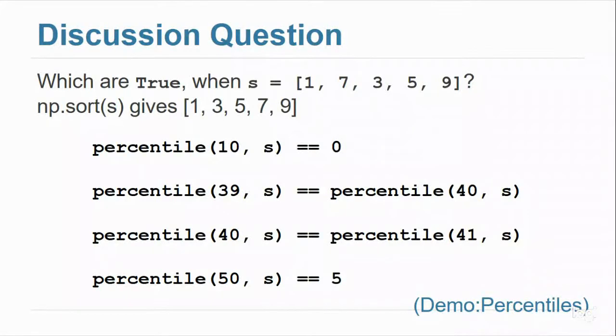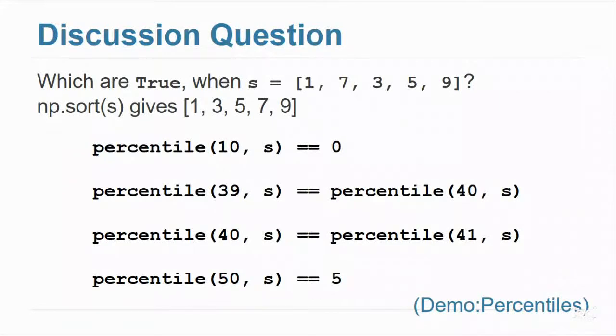0 is not an element of the list, so it can't be the 10th percentile. In order to compute the 10th percentile of this list, we'd see that S has 5 elements, so 10% of 5 is 0.5. We'd round that up to 1, and then we would take the first element of the ordered list. The 10th percentile of S is thus 1.